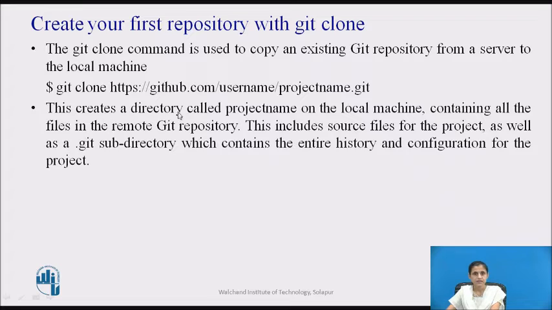This creates a directory with project name on the local machine containing all the files in the remote Git repository. This includes source files of the project as well as a .git subdirectory which contains the entire history and configuration for the project. Now let us see these techniques, Git Init and Git Clone on Git.